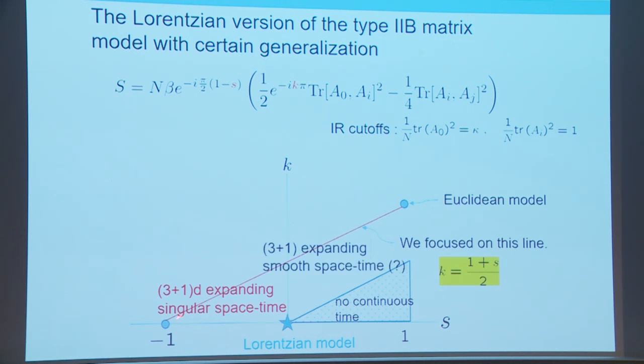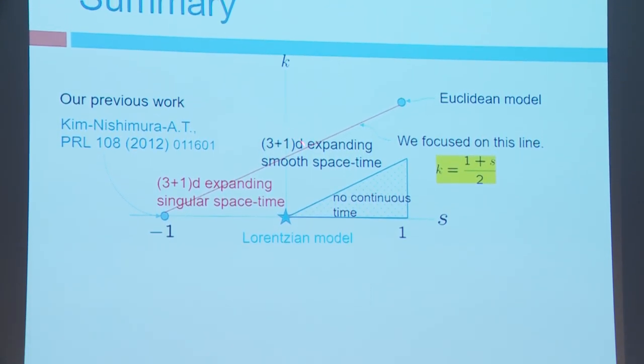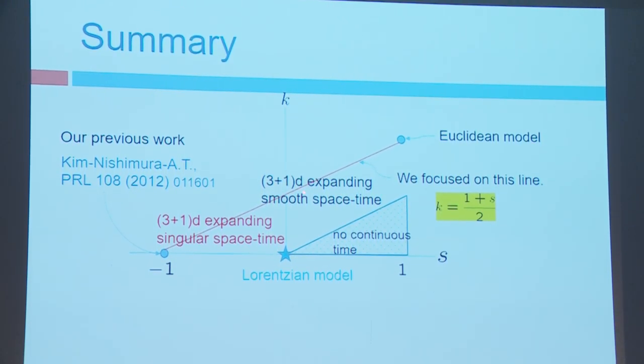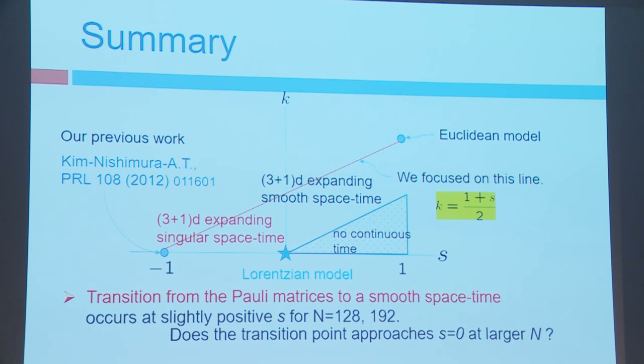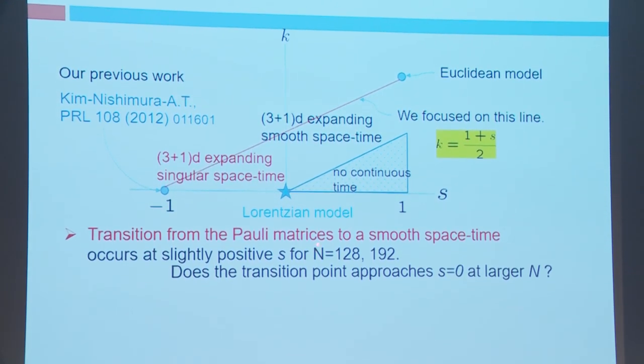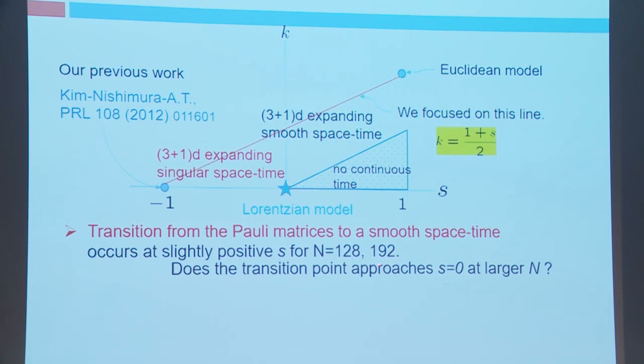So now we explore the point around S equal 0. Then it turns out that we obtain a 3 plus 1 dimensional expanding smooth space time here. The transition from the Pauli matrices to a smooth space time happens at slightly positive S for n equal 128, 192. So the question is, does the transition point approach S equal 0 at larger n?